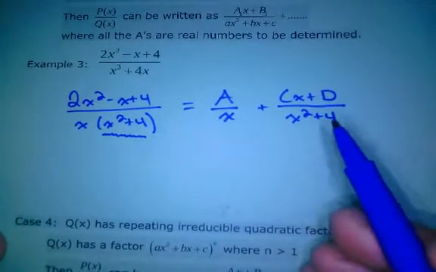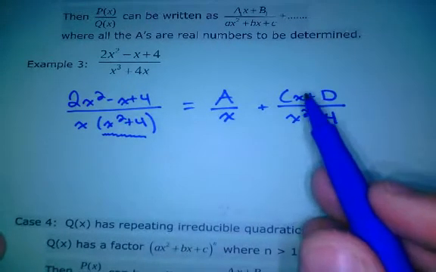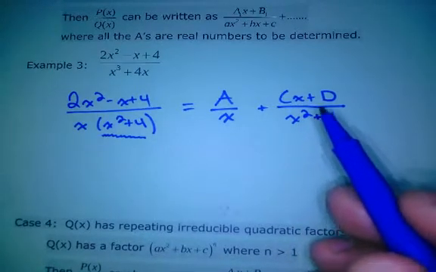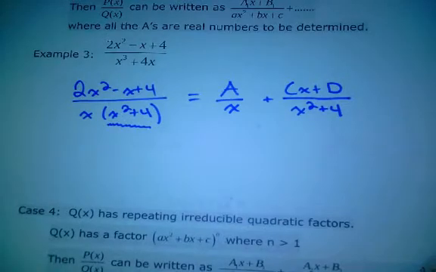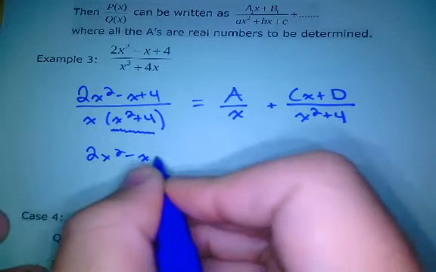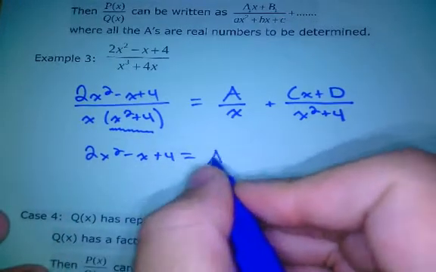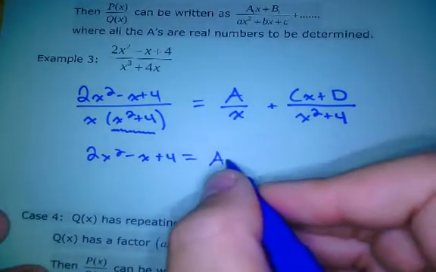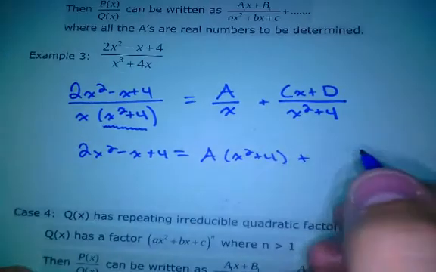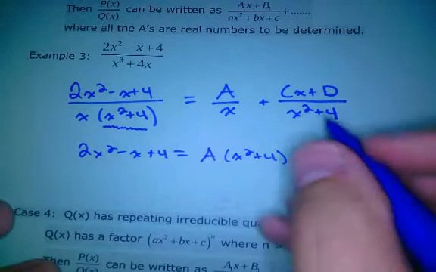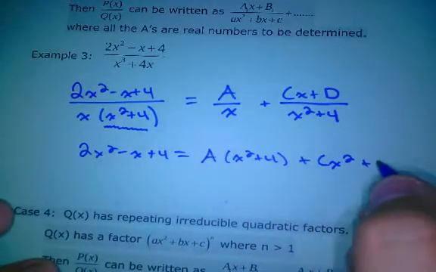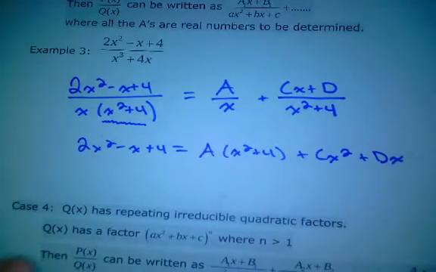So again, anytime you have a factor on the bottom that has a squared, the top needs to be cx plus d, or bx plus c, or whatever. I don't really care, but this is the idea. We cool? Okay, so when I write this out, I'm going to get 2x squared minus x plus 4 equals a times x squared plus 4, plus cx squared plus dx.